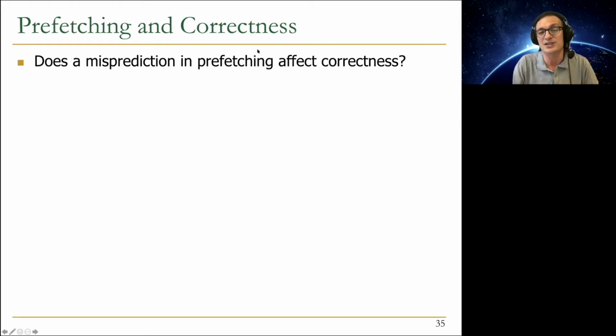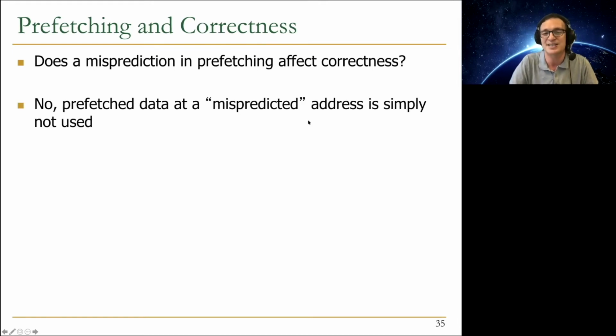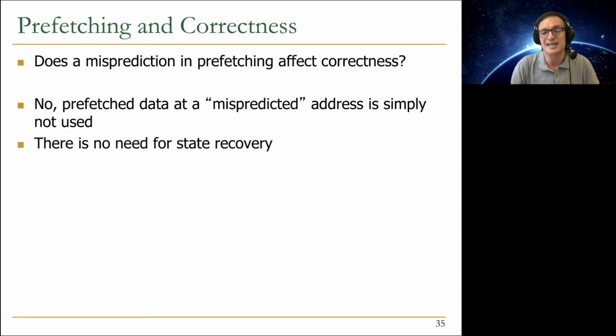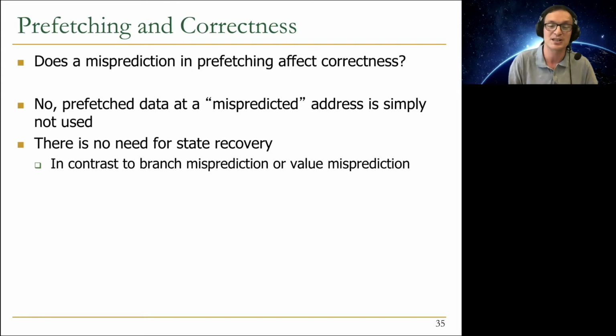But it doesn't affect the correctness of the program, at least, because if you mispredict the address, basically, you either load the data from a location that you're not going to use, or you try to load the data from a location that you do not have access to, in which case you're not allowed to do that anyway, based on the mechanisms that we're going to discuss in virtual memory. As a result, you're not going to use that data. So there is no need for state recovery. This is different from branch misprediction or value misprediction, for example, where you really need to recover the state if you mispredict a branch, because you have to roll back and go down the correct path again. So prefetching has that advantage, in fact.